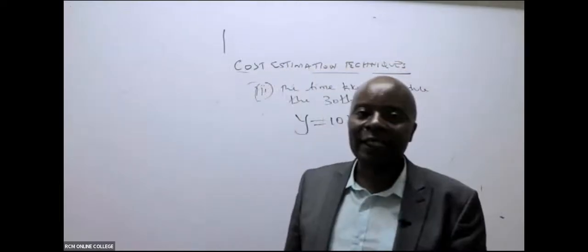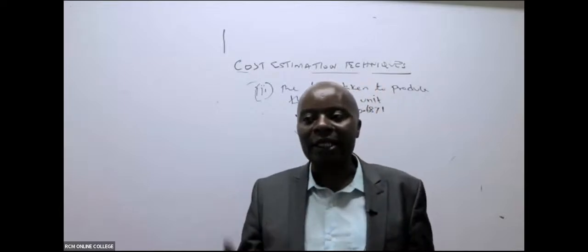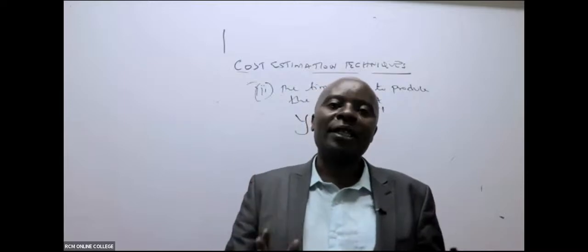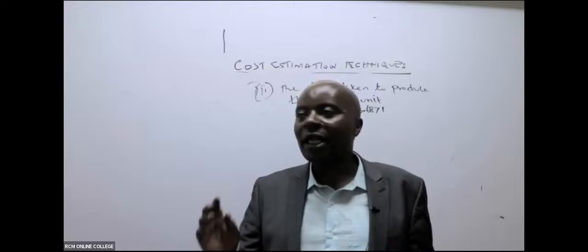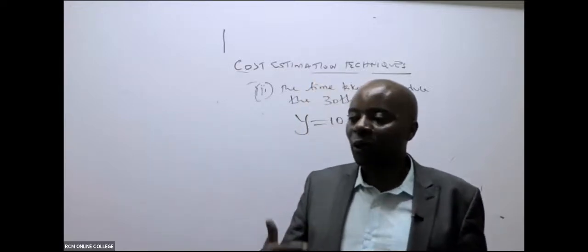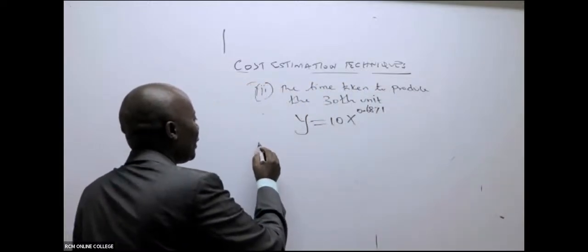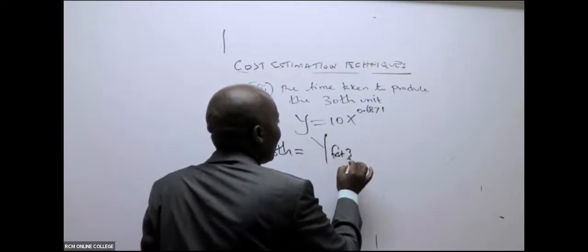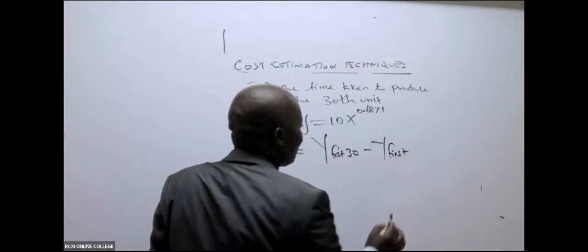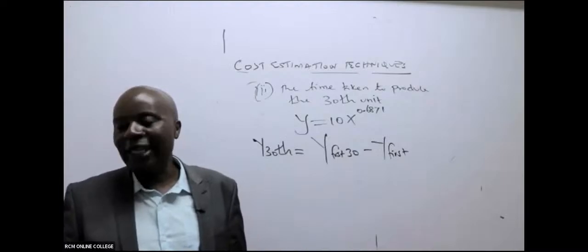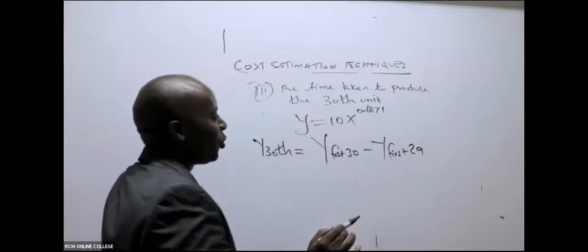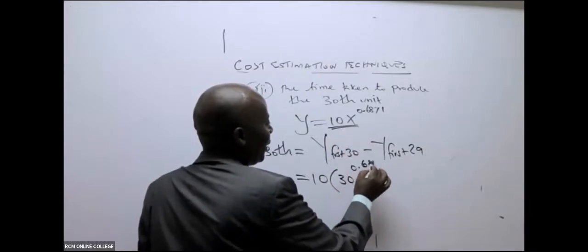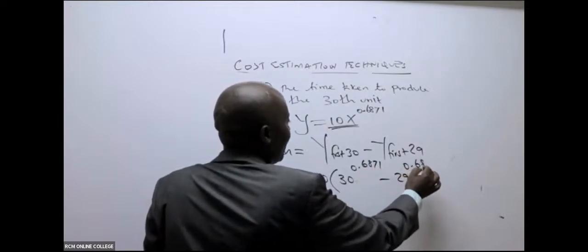You see, when they talk of the 30th unit, remember what you were told by your teacher. Your teacher told you vividly that learning curves is a cumulative quantity model. You can't just come and say 30th unit. No, it's cumulative. You must always expand. So when they say y 30th, I need to say y first 30 minus y first 29, to be left with 30 alone. Then we can put this 10 outside. So we have 10 times, the first 30 raised to 0.6871 minus 29 raised to 0.6871.